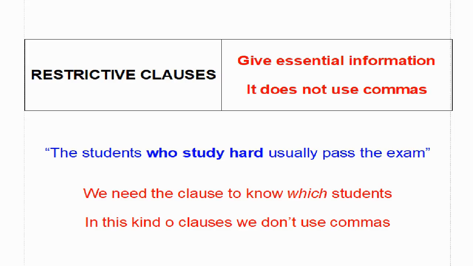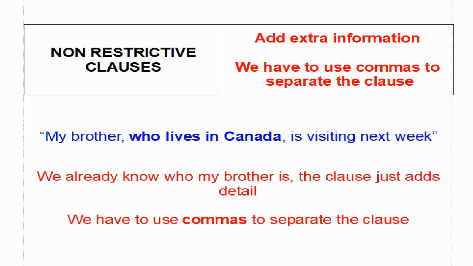There are two types of relative clauses: restrictive and non-restrictive. Restrictive clauses give essential information about the subject. Without them, the sentence loses meaning. In this kind of clause we don't use commas. Non-restrictive clauses add extra information. The sentence still makes sense without them. We have to use commas to separate the clause.